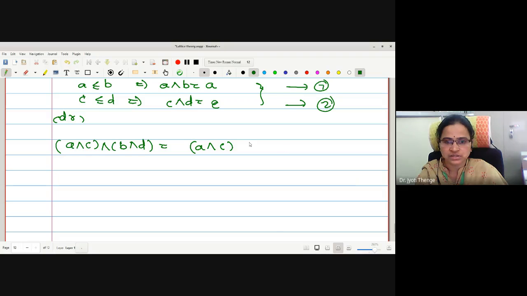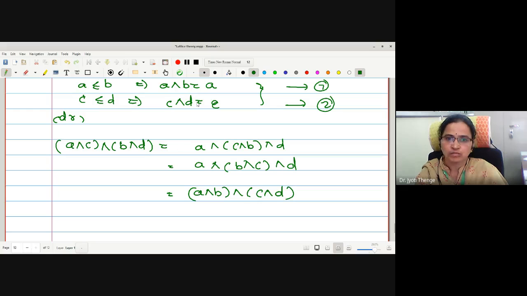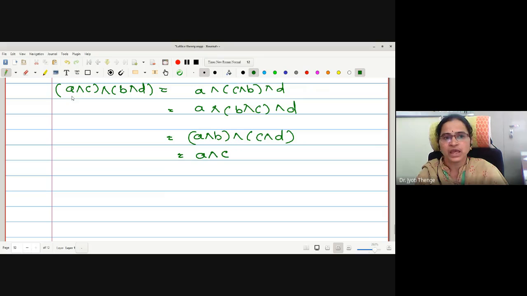Therefore again using the properties. What should I use first? Associative I will use: A meet C meet B meet D. Should I use commutative now? B meet C meet with D. Again associative: A meet B meet with C meet D. But what is A meet B? A. C meet D? C. So this is A meet C. What we have proved? X meet Y is X. Therefore, X precedes Y.